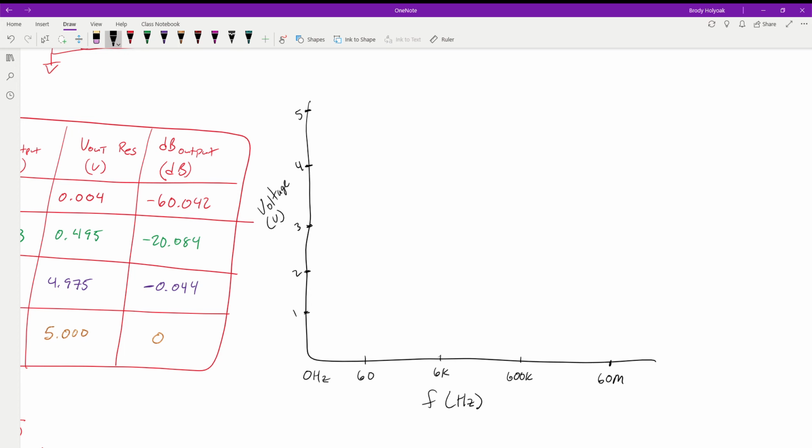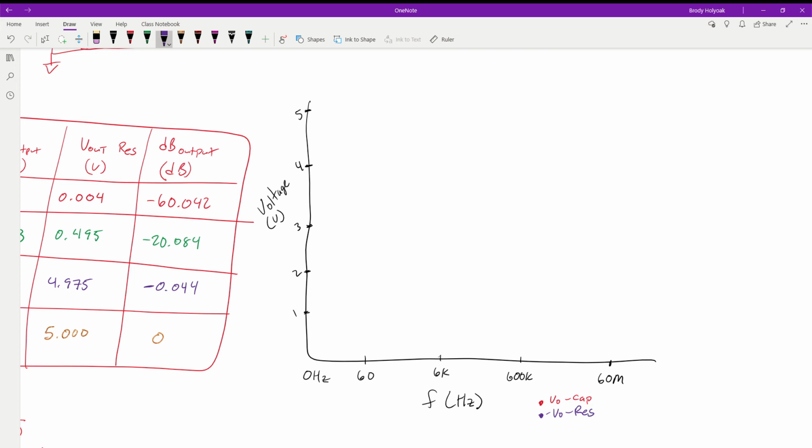All right, so we're going to do these in 2 different colors, and I will write my legend down here. The red dots are going to be the voltage out across the capacitor. I'm going to do purple as the voltage out across our resistor. And we'll see where these guys overlap.